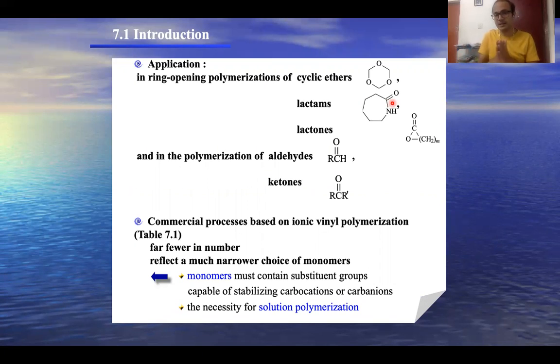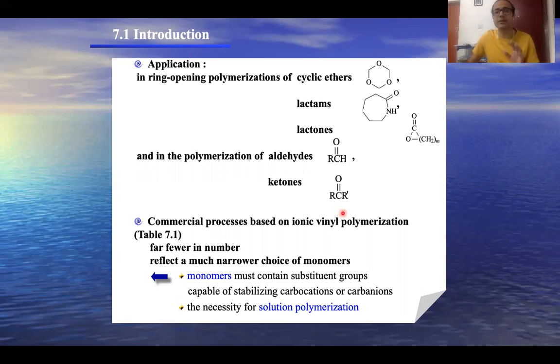Okay, but the ionic polymerization can be used to synthesize polyethers from cyclic ethers, then polyamides using lactams, then polyesters using cyclic lactones, and then polyethers again from the aldehydes and ketones. So various monomer molecules can be used for polymerizing to get different polymers.